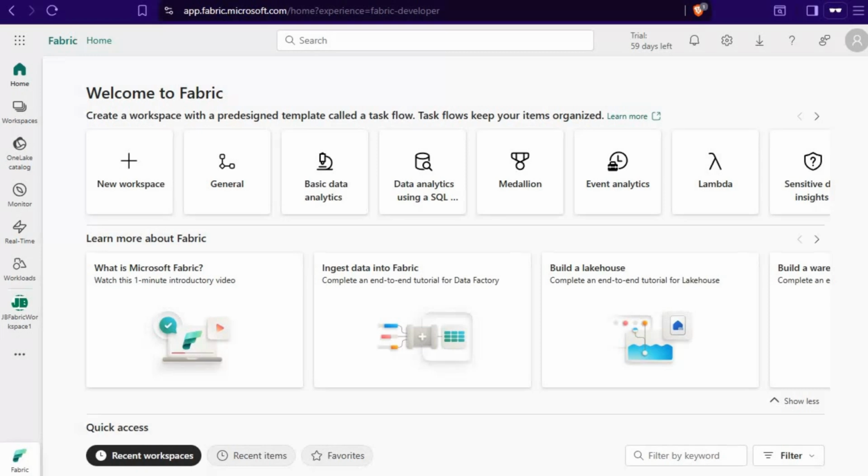Reserved capacity. If you know you will be using Fabric continuously, you can reserve a capacity for a longer term, for example, a 1 year commitment. In exchange for this commitment, Microsoft significantly discounts the price. Essentially, you pre-commit to a certain capacity level for a year and you get a lower effective monthly cost. This is ideal for production scenarios or long-term projects where capacity usage will be steady. We will see specific pricing examples for reserved versus pay as you go soon in this video.